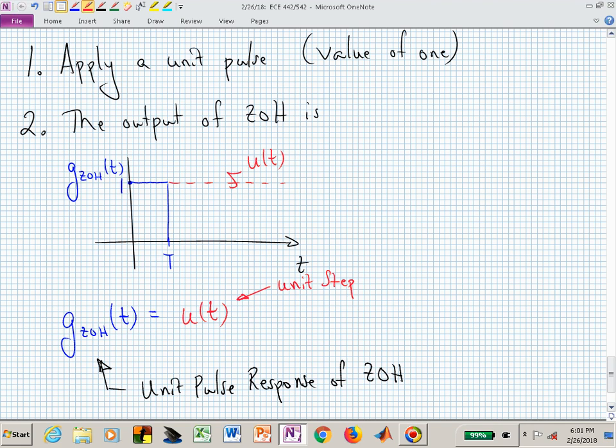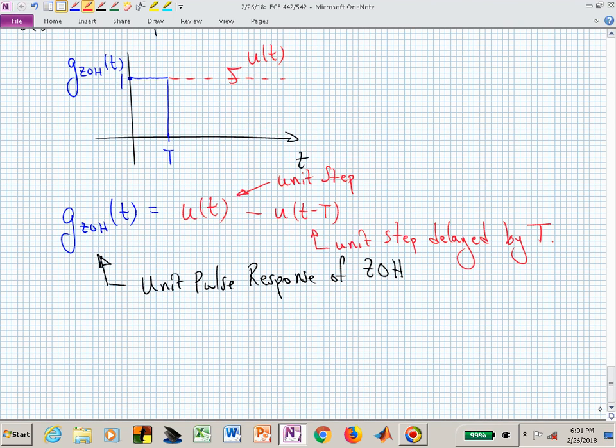Yeah, we just should subtract a shifted time step, unit step, can't we? So now if we simply say, oh, well, I can create that blue rectangle by simply saying, let me remove this unit step that's been delayed by the sample period capital T. So now u of t minus u of t minus capital T is in fact the unit pulse response of a zero order hold, where that separation between u of t and u of t minus capital T is the sample period.